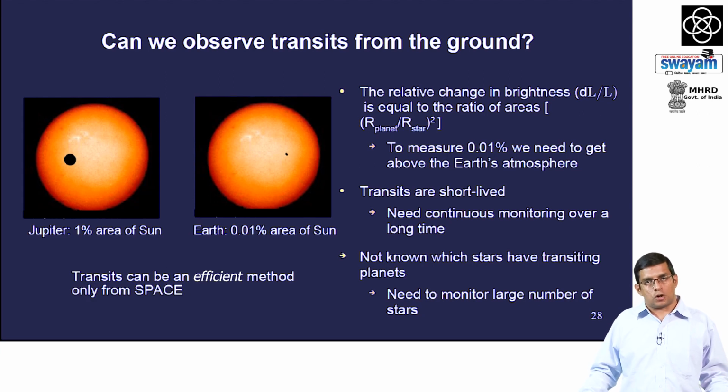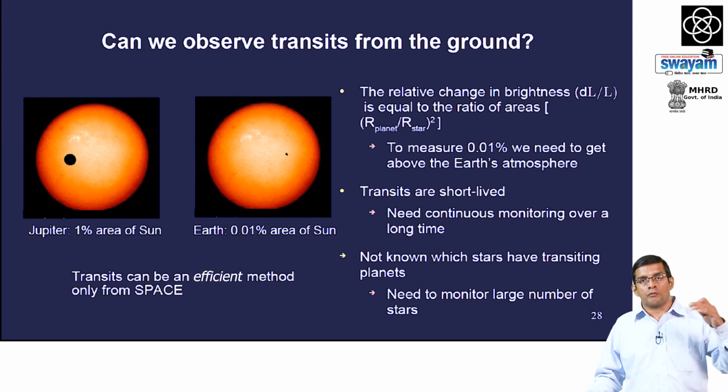Secondly, transits are short lived, they last only a few hours. So, we have to look at the right star at the right moment, but we do not know which stars have planets, and therefore, we do not know when to look. So, therefore, transits need continuous monitoring over a long time, otherwise we may miss the transit.